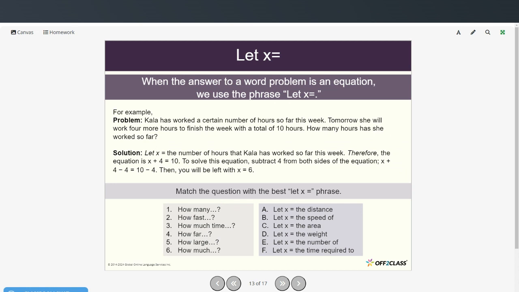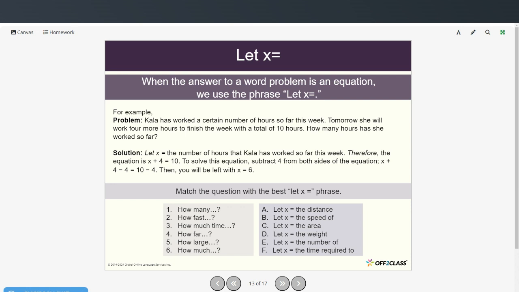All right, then let x equal. When the answer to a word problem is an equation, we use the phrase let x equal. So for example, Kala has worked a certain number of hours so far this week. Tomorrow she will work 4 more hours to finish the week with a total of 10 hours. How many hours has she worked so far? So the solution, let x equal the number of hours that Kala has worked so far this week.